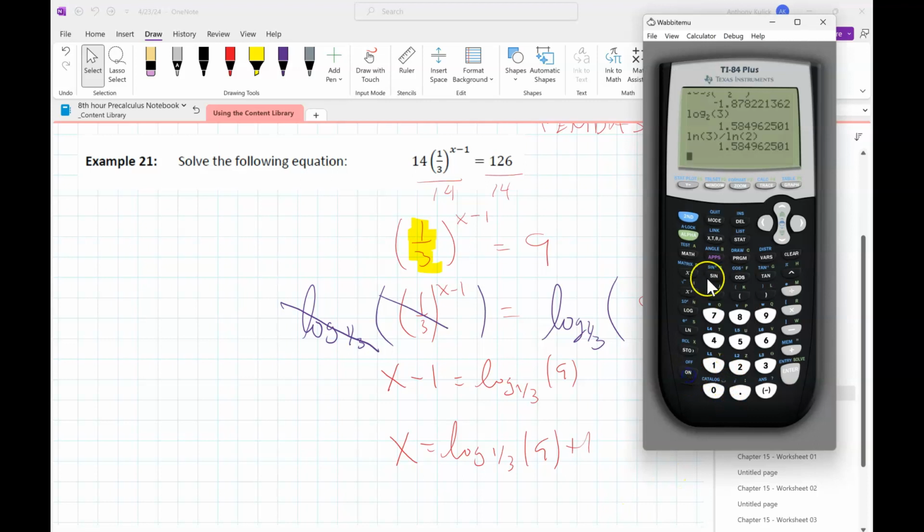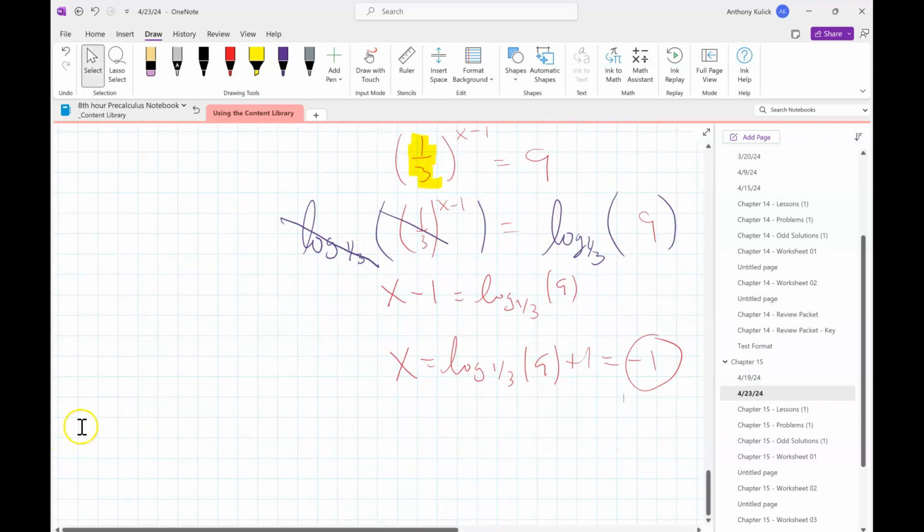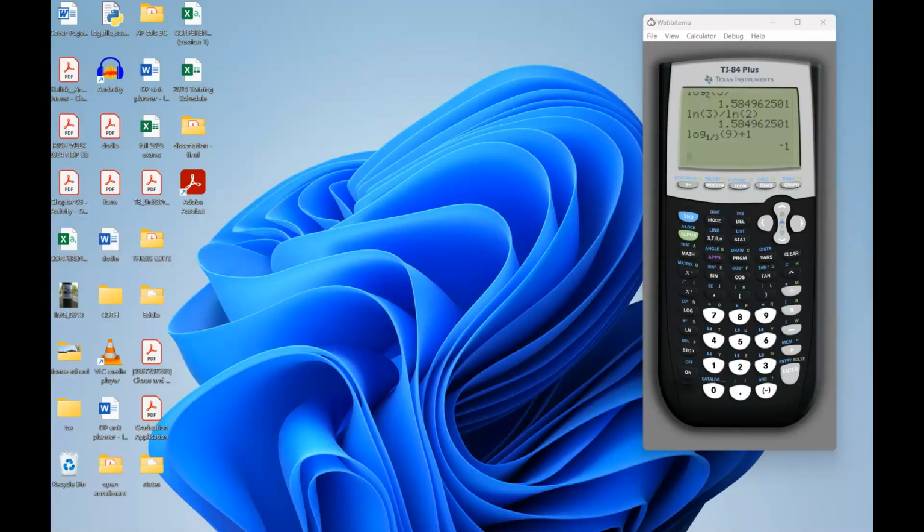So I pull up my calculator, I do math. Scroll to the bottom, pick the log base command, type 1/3 into the base, type 9 into the argument, and then have my +1, and I get -1. So far, so good? Next example.